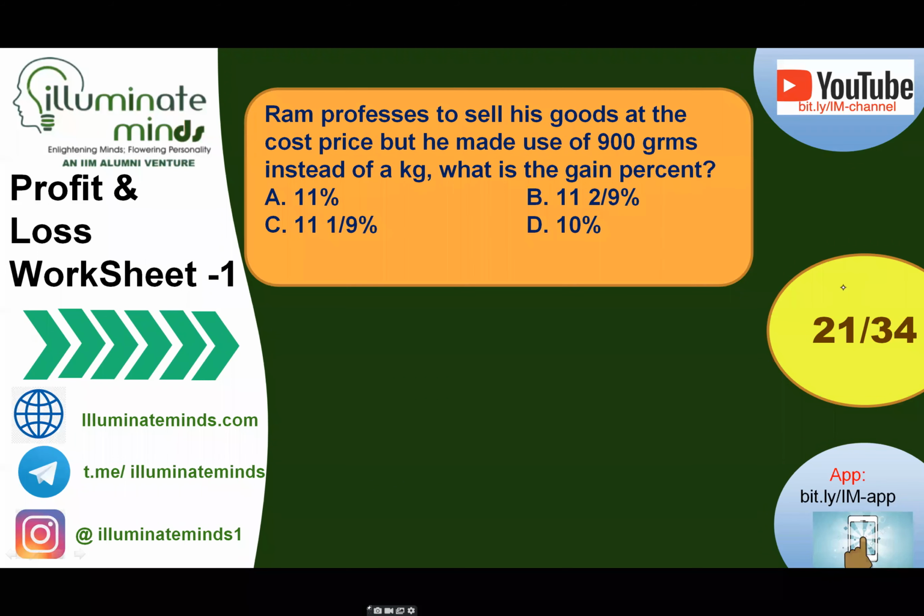So question number 21, Ram professes to sell his goods at the cost price, but he made use of 900 grams instead of 1000. Again the same thing, 100 divided by 900 will give me the answer to the question. That will be 11 1 by 9, I believe, right? 11 1 by 9. Option C is the correct answer.